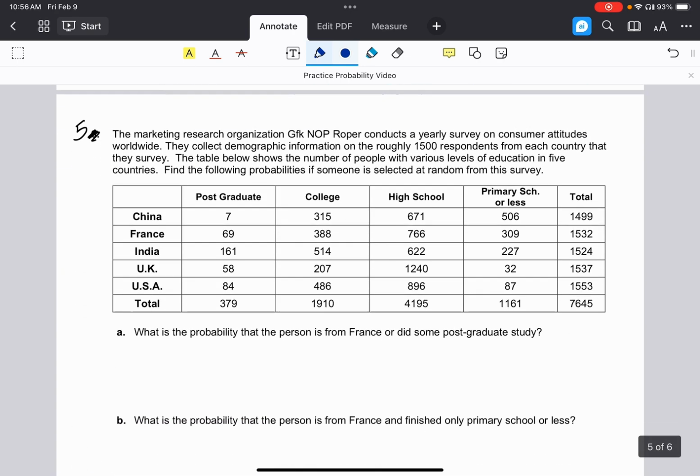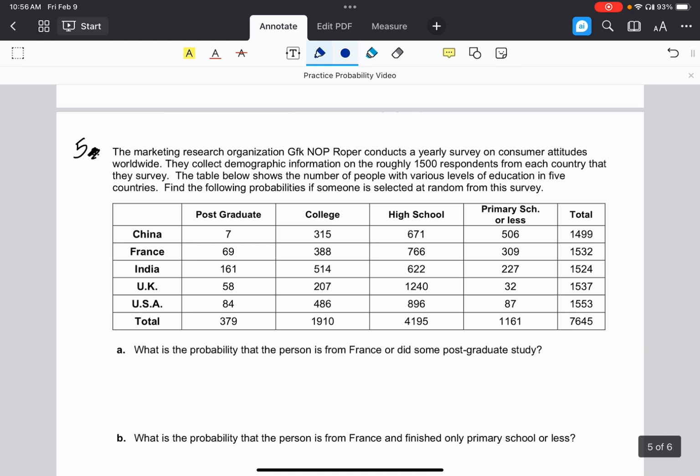Next problem. It's on the same page for you guys, but I gave myself a little extra space. We have some market research going on. We have different respondents from each country that responded to the survey, and this is some background information about their schooling. Often when surveys are conducted, and we'll learn more about this in our statistics unit, they ask demographic information to see if we can make some generalizations based on these smaller subgroups.